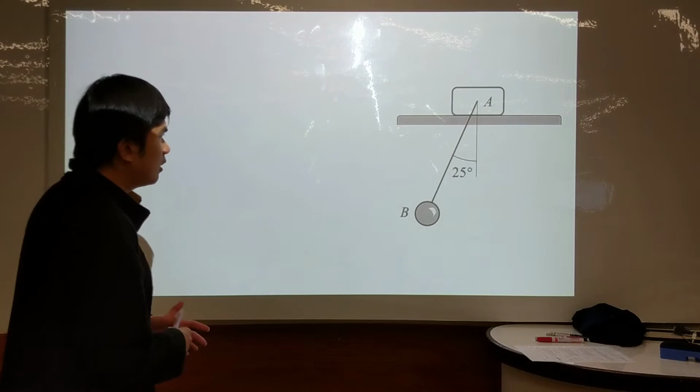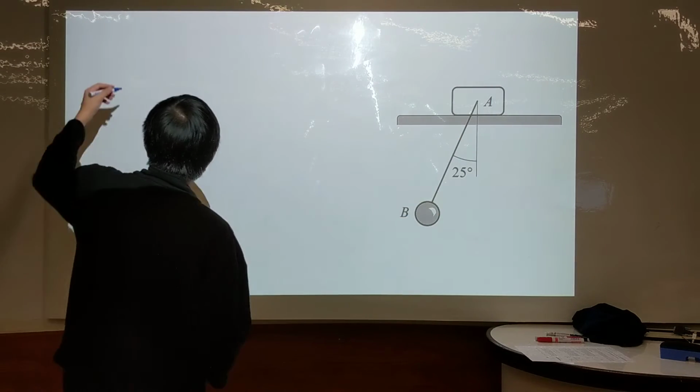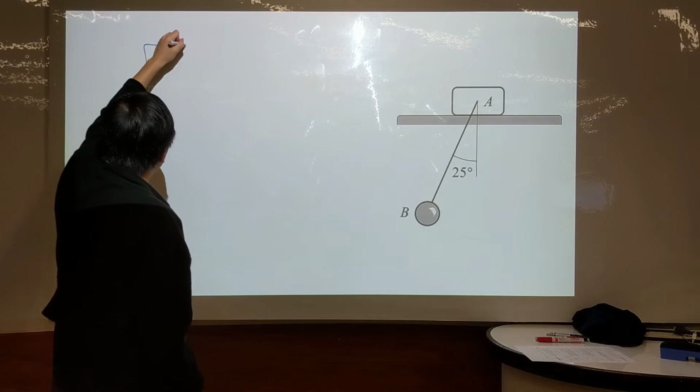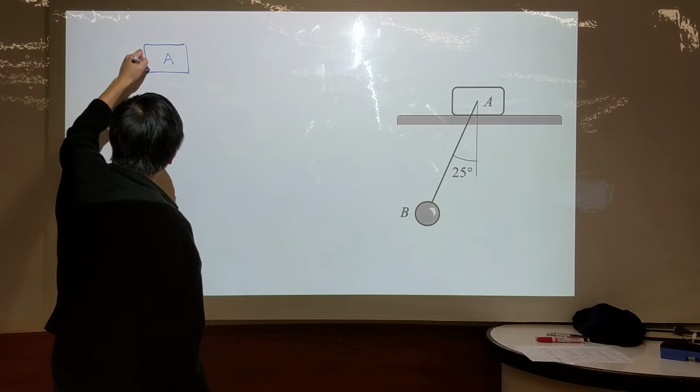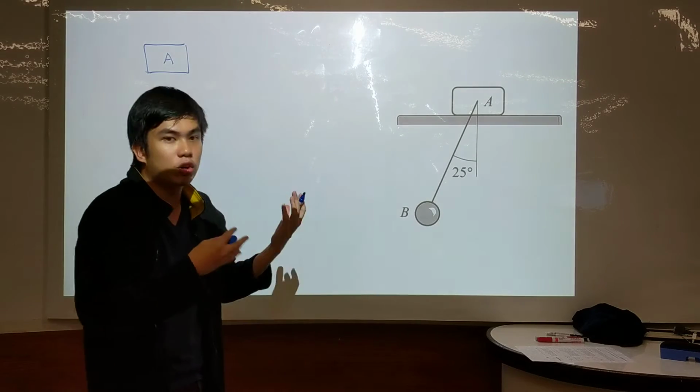So first of all, let's take a look at object A. Free body diagram of object A. So we just look at object A here. Now, object A is constrained to move in the horizontal motion, right? A cannot accelerate up and down. It can only accelerate horizontally.